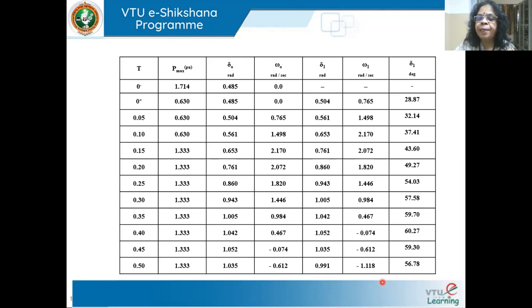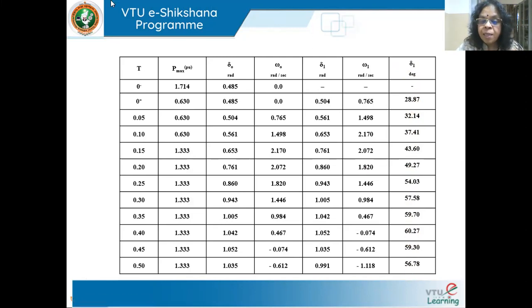Now, by looking at this, how can I say if the system is stable or not? Just look at delta. What's happening to delta? Delta has started with 28 degrees. Now a fault occurs. So then it goes on increasing. You see 32, 37, 43, goes up to 60. And then it comes down. If the delta increases and comes down after some finite time, then we say the system is stable. It's able to recover from the fault.